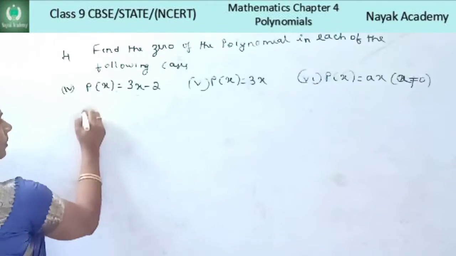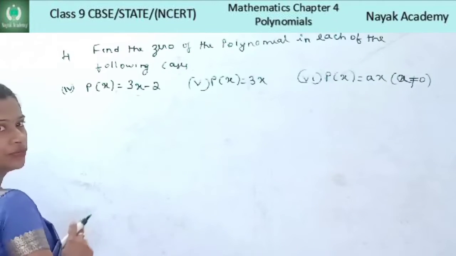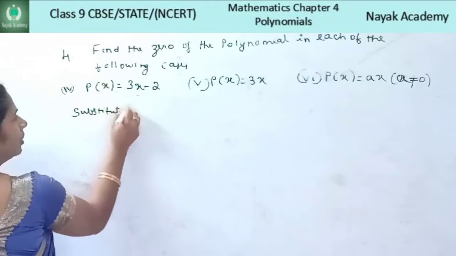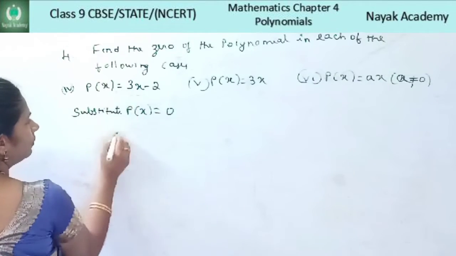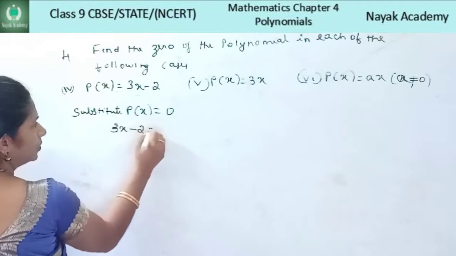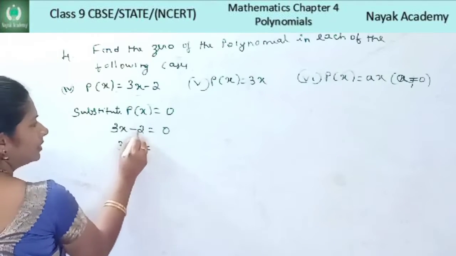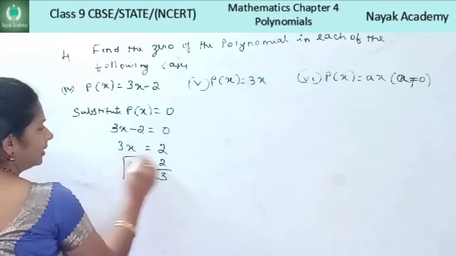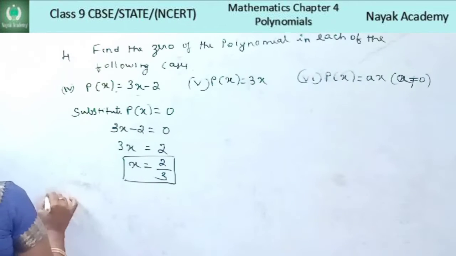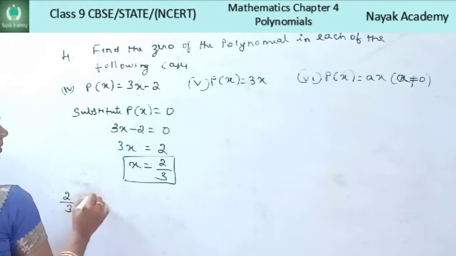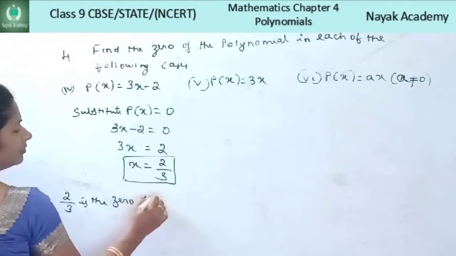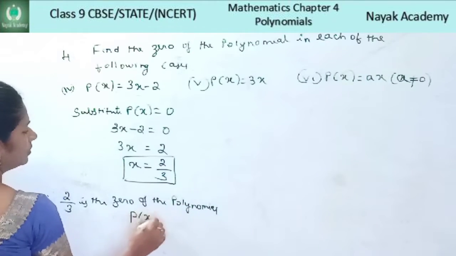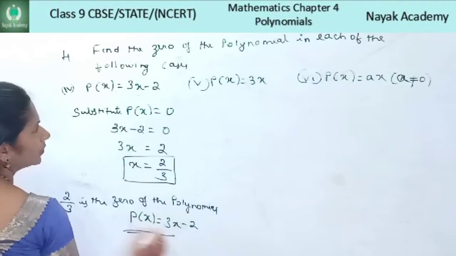Coming to the fourth problem, p of x is equal to 3x minus 2. We have to find the zeros of a polynomial. Substitute p of x equal to 0. What is the p of x value, children? It is given. It is 3x minus 2 equal to 0. So 3x, minus 2, if you transpose to the right hand side, it becomes plus 2 and x value is 2 by 3 and it is the zero of the polynomial. Therefore 2 by 3 is the zero of the polynomial p of x is equal to 3x minus 2.